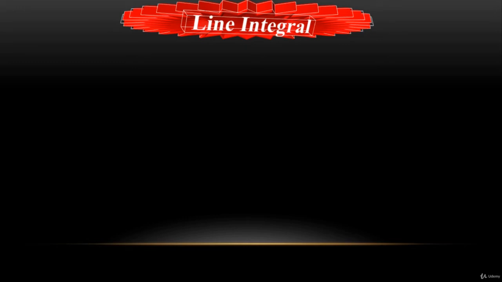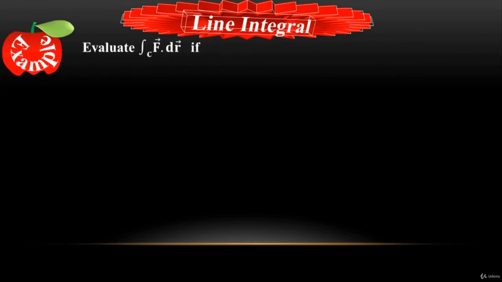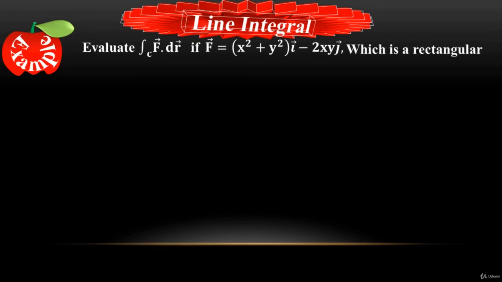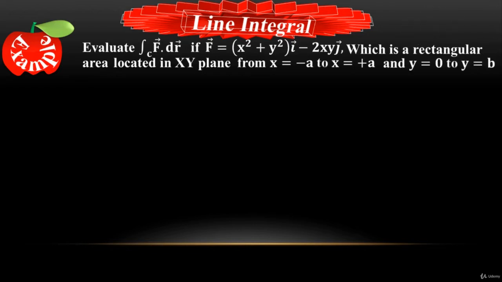Let me do a tutorial to find the line integral of a surface. Example. Evaluate the integral sub c of vector f dot product dr, if vector f equals x squared plus y squared times i minus 2x times y j, which is a rectangular area located in the xy plane from x equals minus a to x equals plus a and y equals 0 to y equals b.